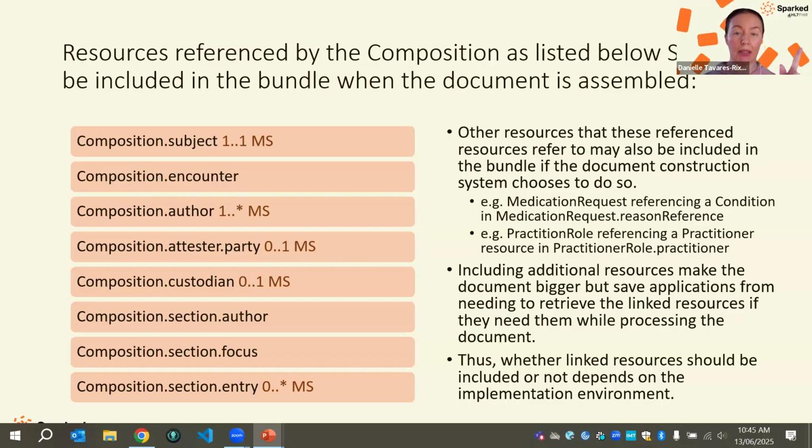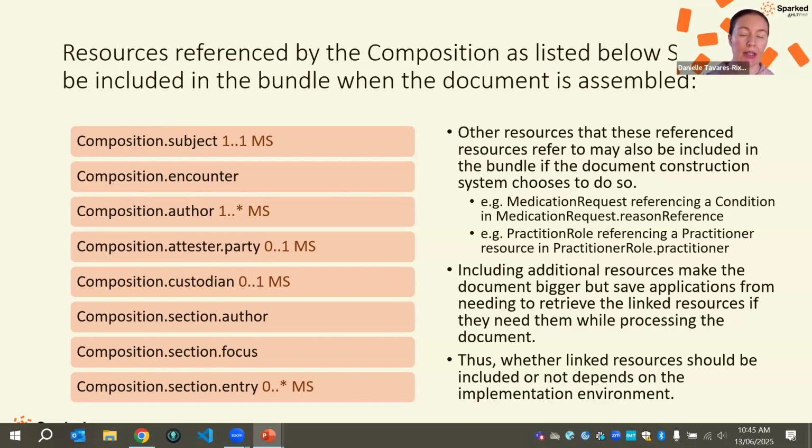Composition author, one to many. So you can have multiple composition authors. You have to have at least one, and every one you reference has to be in the bundle. And that's also a must support requirement in IPS and AUPS.